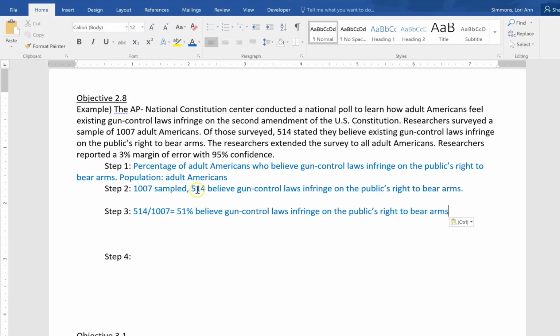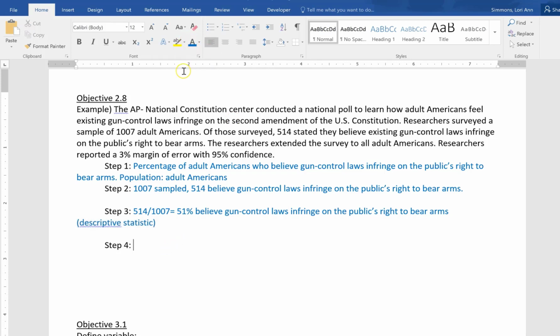So how come we did not survey all, or we don't use the population? Because it is impossible to get all adult Americans, and it would be very time consuming and expensive. This would be a descriptive statistic, because we are describing the data.